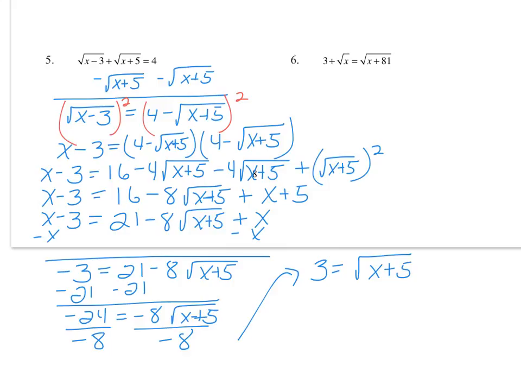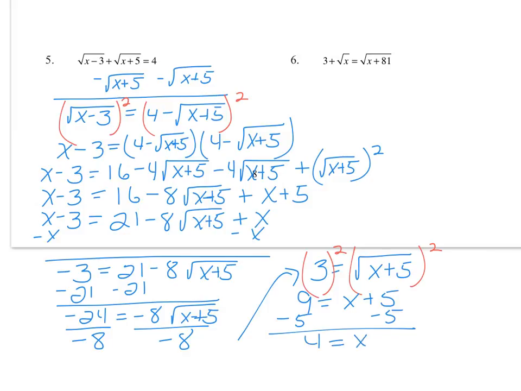Hey, I isolated the radical, so I can now solve by squaring both sides and get 9 equals x plus 5, because squaring and square root cancel each other out. Subtract 5 on both sides and get 4 for x. All right, let's check to see if 4 works. Let's go back up to the original. If I plug 4 in, 4 minus 3 is 1, square root of 1 is 1, plus 4 plus 5 is 9, square root of 9 is 3. 1 plus 3 equals 4, and it checks. So my answer is x equals 4.